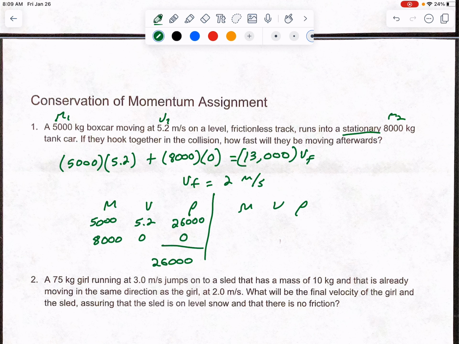On my right side, now they've combined. You can do them separately if you want, or you can just do one, whereas now it's 13,000. V you don't know, so there's your X. So 13,000 times X is 13,000X. Now you're going to set your left side total equal to your right side total, and your right side total will just be 13,000X.